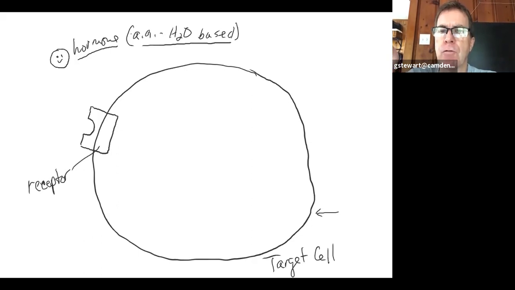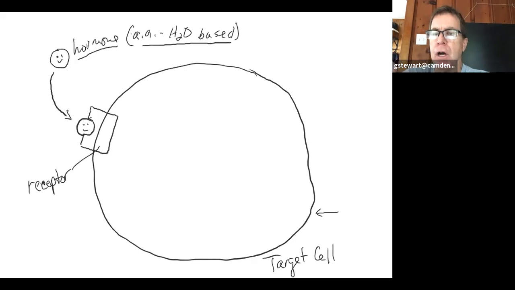So this hormone is traveling through the blood. It finds this target cell, which has a receptor on its surface specifically made for that hormone. It binds to that receptor. Because it can't enter the cell directly, it has to bind to the surface receptor. I know I keep repeating myself. This then launches what we call a second messenger system.